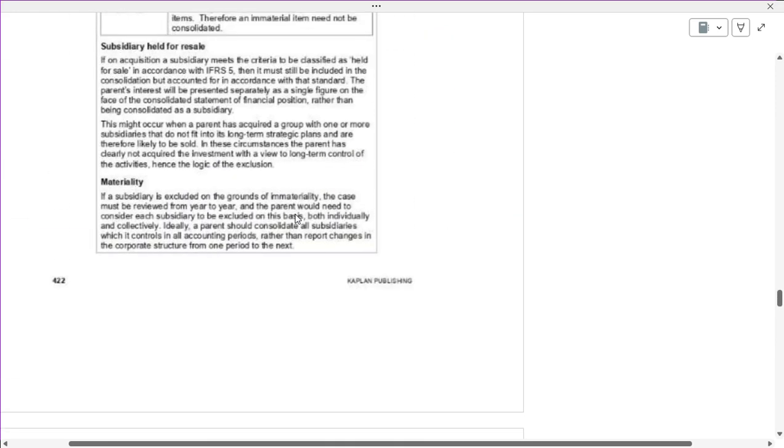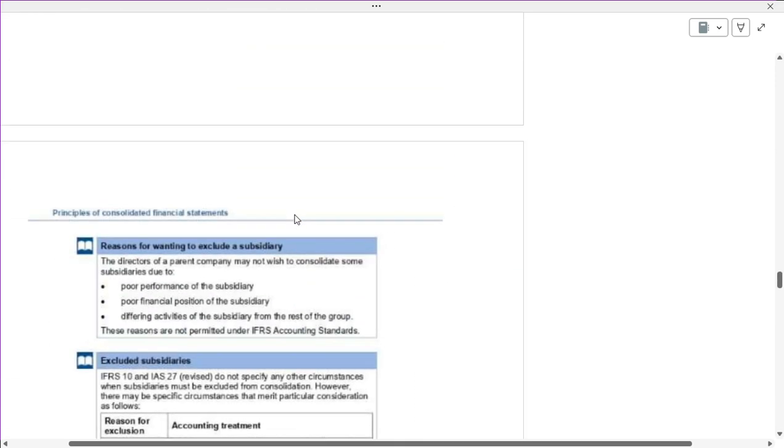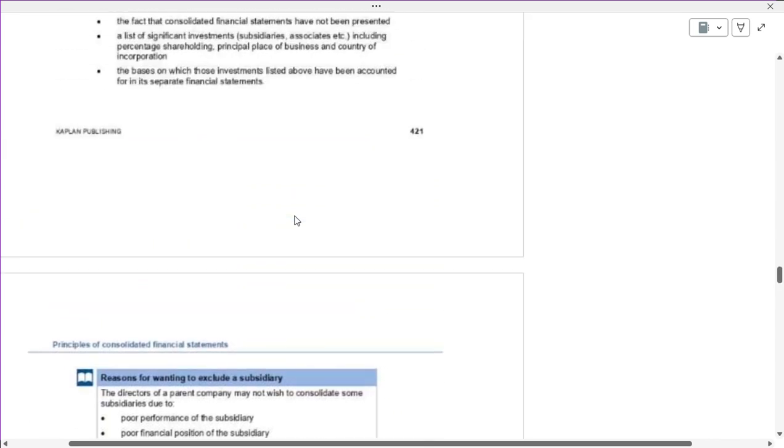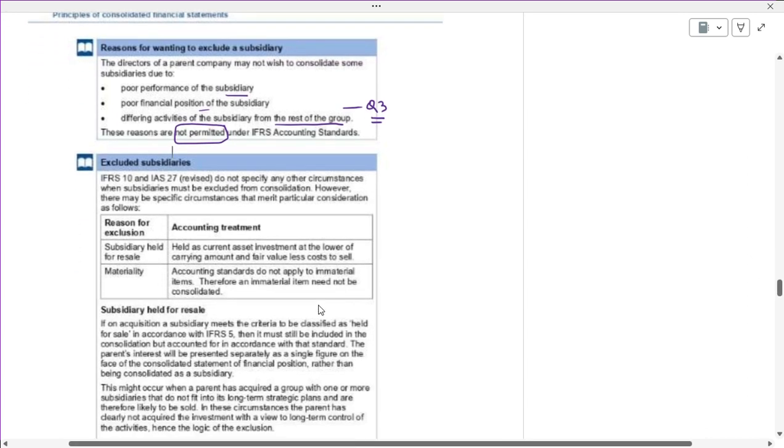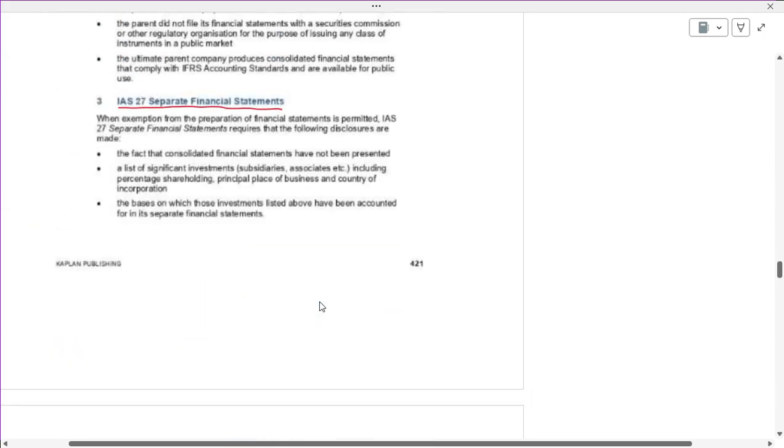We have not covered this. If we have missed something, we will see. The directors of the parent company may not wish to consolidate due to poor performance, poor financial position, or differing activities of the subsidiary from the rest of the group. This is for question number 3. These reasons are not permitted.